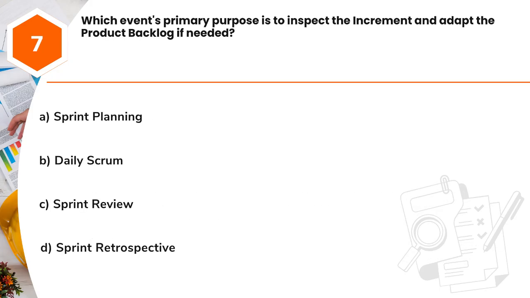Question 7. Which event's primary purpose is to inspect the increment and adapt the product backlog if needed? A. Sprint planning. B. Daily Scrum. C. Sprint review. D. Sprint retrospective.